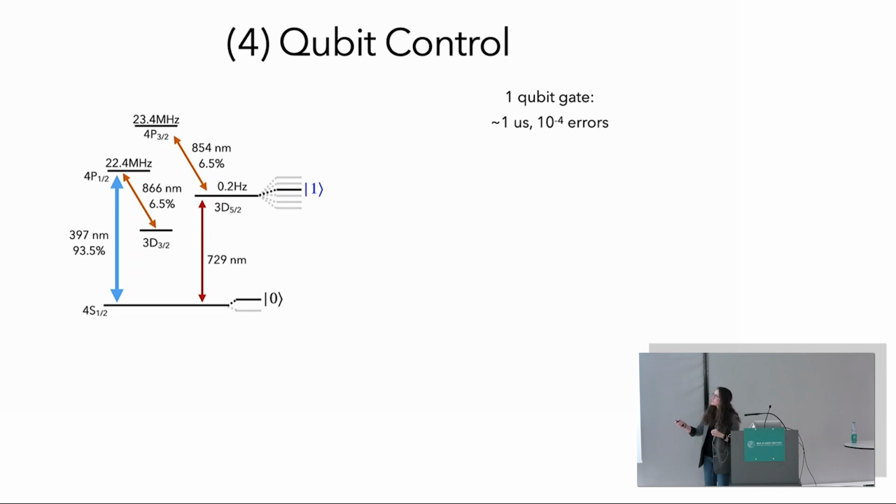And we can run single qubit gates by exciting at 729 nanometers, and by controlling the phase and the amplitude, we can get anywhere we want around the Bloch sphere. And we run those gates in about a microsecond, and we can do them with 4 nines of fidelity, or about 10 to the minus 4 errors, so very high fidelity.